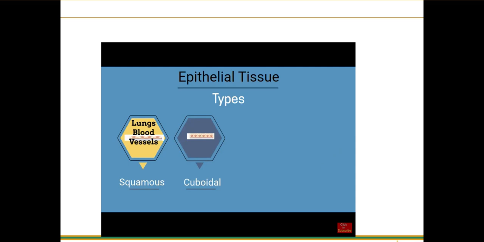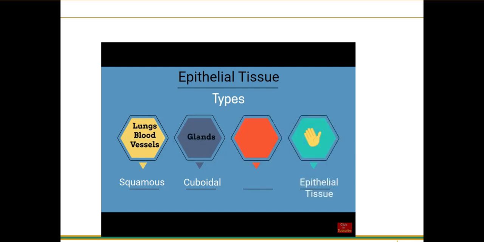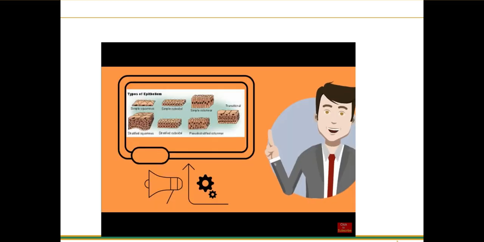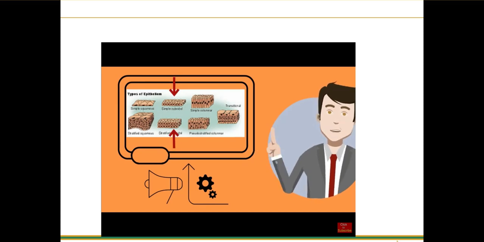Next up are cuboidal. Cuboidal cells have a width and height that are the same, like a cube. Many times you find these in important glands. Columnar tissues are just like a column. Their height is greater than their width. You find these in the digestive tract and possibly the trachea. They also are divided into simple, which are one layer, and stratified, which are multi-layered.